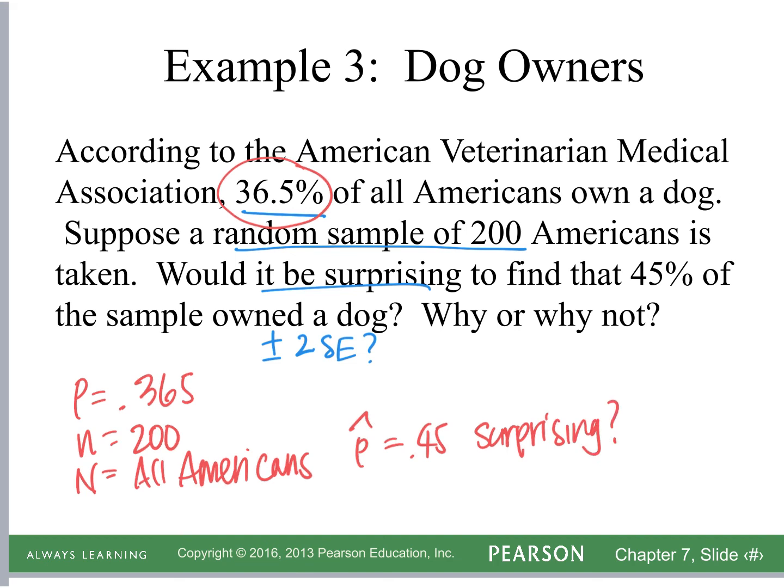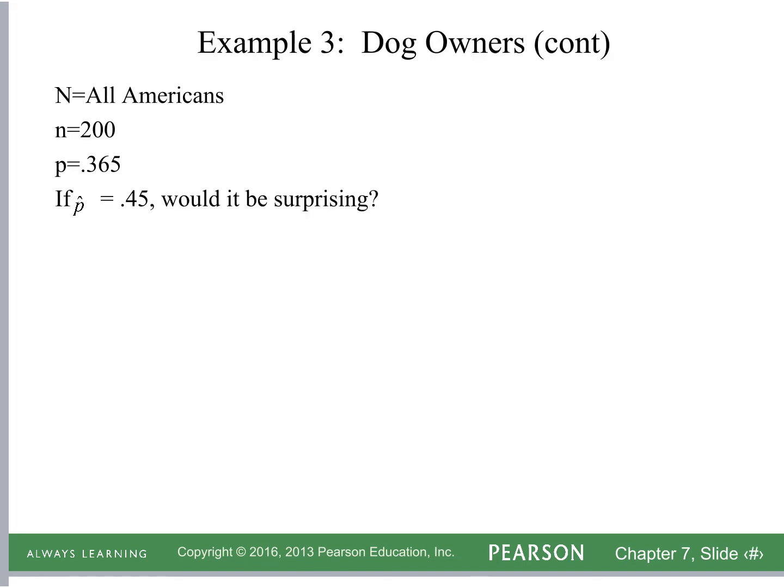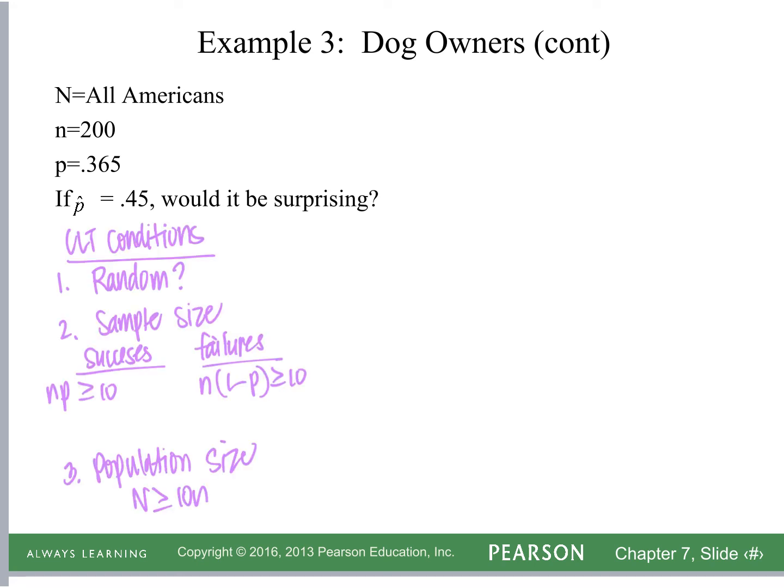Okay, so here we go. Let's figure out if it's surprising or not. Well, first of all, we need to know if it is in fact a normal distribution, right? So let's go ahead and do central limit theorem conditions. Okay, so I've set up the conditions. Now let's go through and check them off.